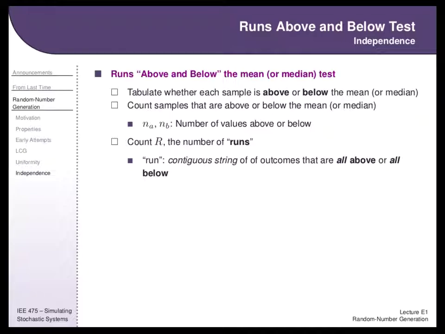Then count the number of samples that are above and below, and that's what I did in A, the number above, and in B, the number below. And then count the number of runs, and we'll see what I mean by runs here, but roughly speaking, it's a contiguous string of outcomes that are all above or all below. So if you see 1, 1, 1, 1, 1, 0, then the whole string of ones is a run. And then you count the number of those runs.